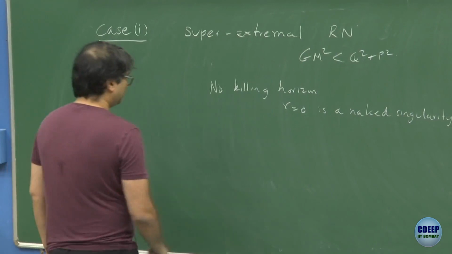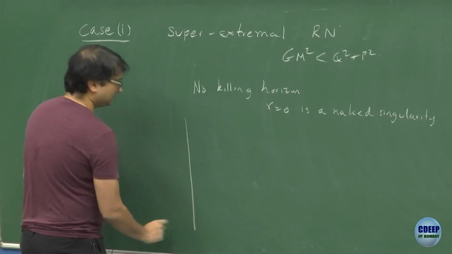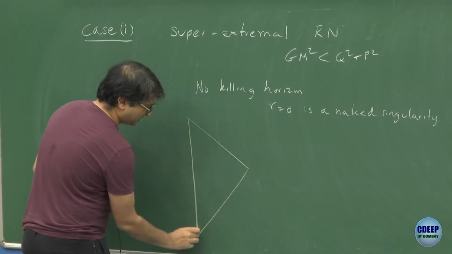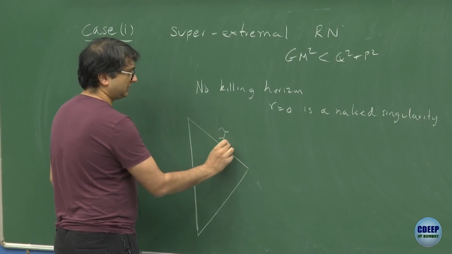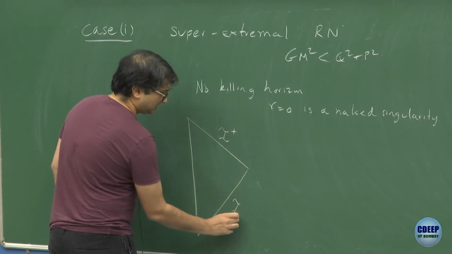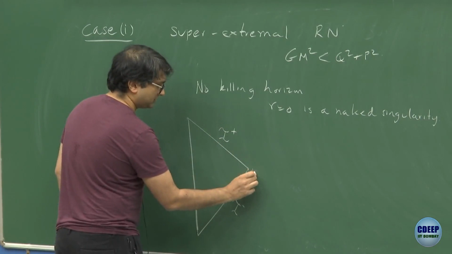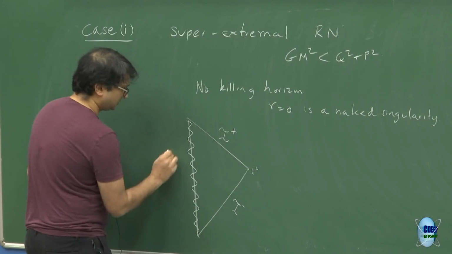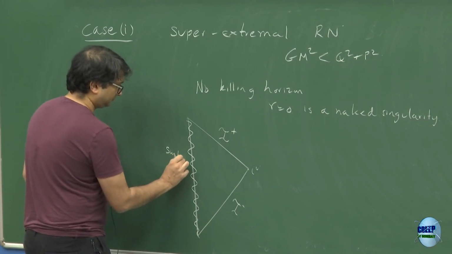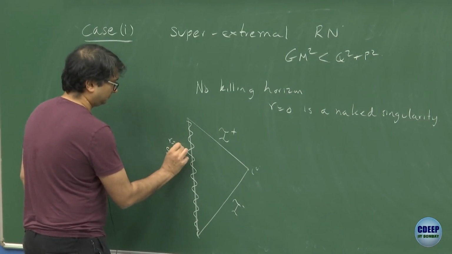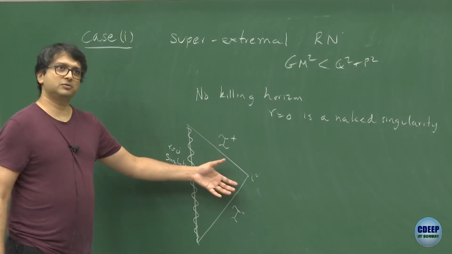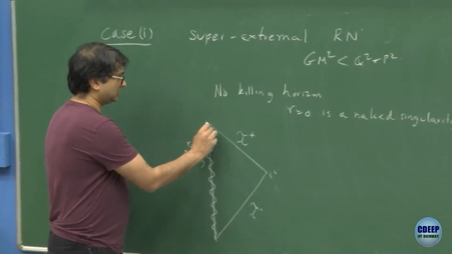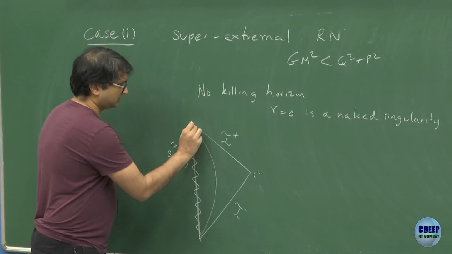So if you draw the Penrose diagram, it will look very similar to Minkowski space. It will have the same conformal boundary as Minkowski space because of course the space is asymptotically flat. This will be scri plus, this will be scri minus, this will be i zero. But now r equal to 0 will be a singularity. Inside, the metric is not Minkowski, it's only asymptotically Minkowski, but I can still draw the r constant curves. The r constant curves will look like this.